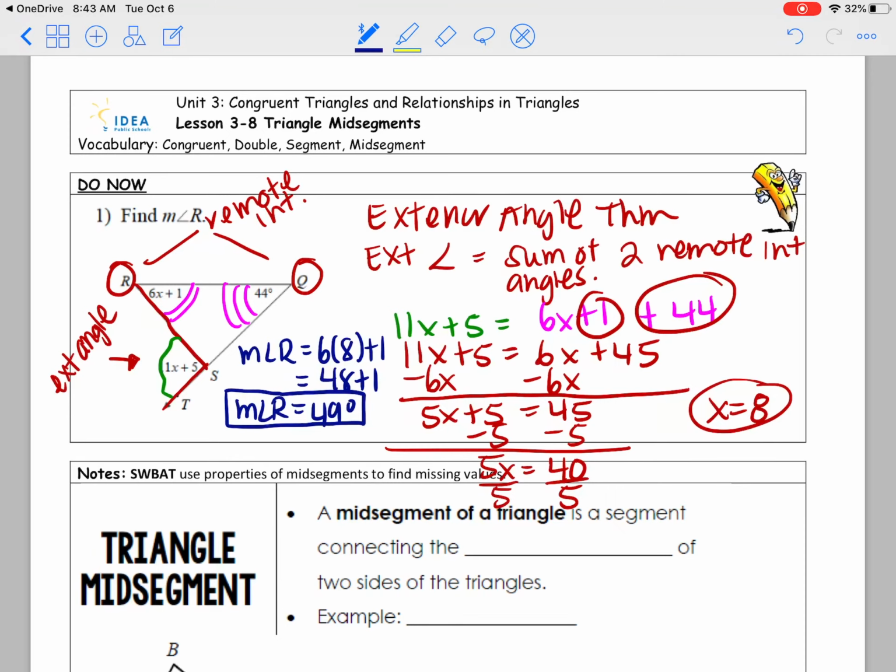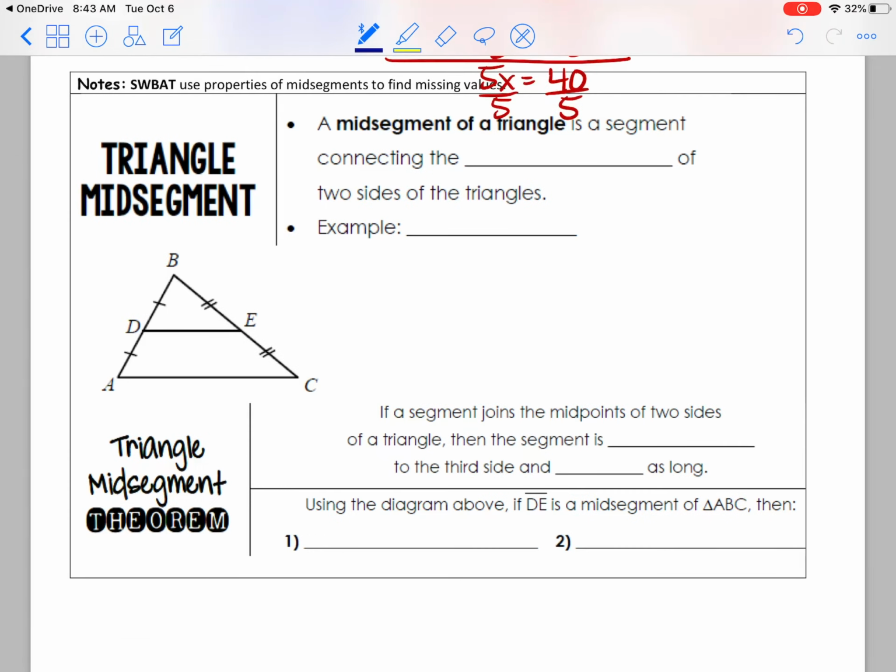The objective for today is students will be able to use properties of mid-segments to find the missing values. So it says here, triangle mid-segment. A mid-segment of a triangle is a segment connecting the midpoints of two sides of a triangle.